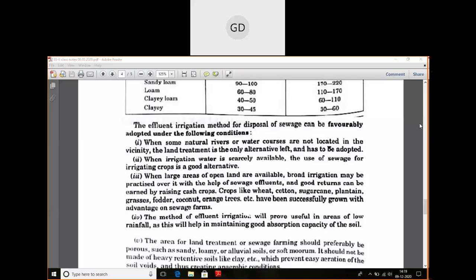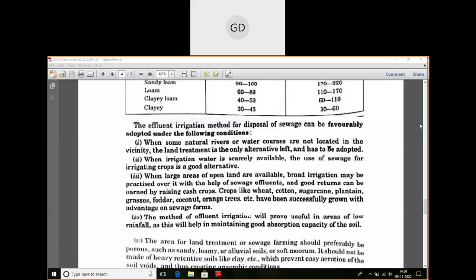Then, when large areas of open land are available, broad irrigation may be practiced over it with the help of sewage effluents, and good returns can be earned by raising cash crops. So when you have a very large open land available, you can do broad irrigation, and in return, if you raise a cash crop, you can earn from that. That is also a very good thing.